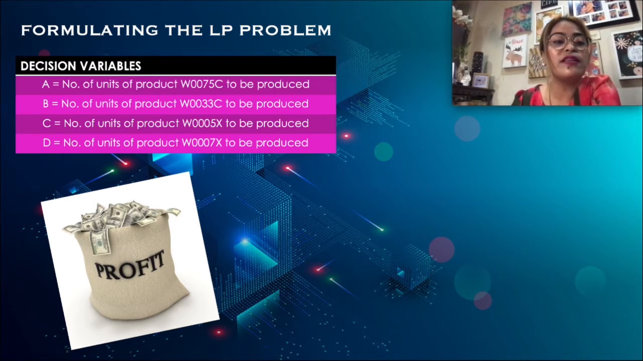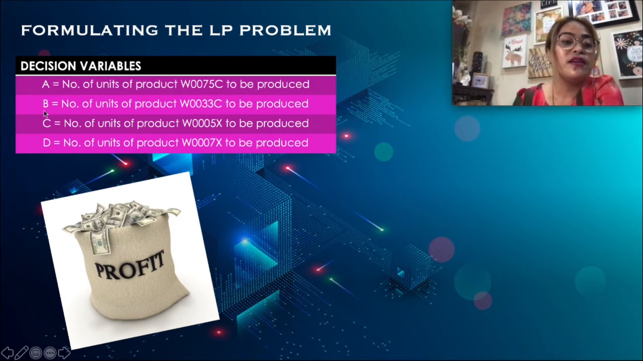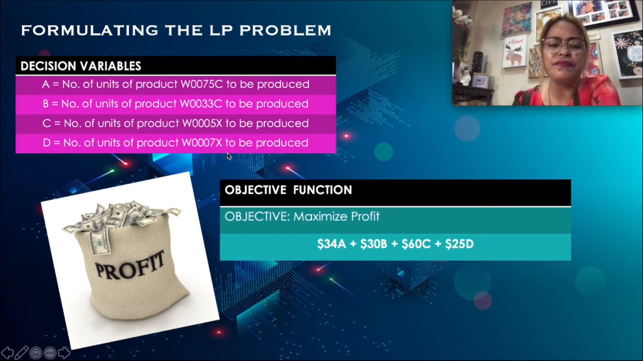Okay, first we need to find the decision variables. We have 4 decision variables. Product A is equal to the number of units of product W0075C to be produced. B is equal to the number of units of product W0033C to be produced. C is equal to the number of units of product W0005X to be produced. And D is equal to the number of units of product W0007X to be produced. Now, the next step is to find the objective function.